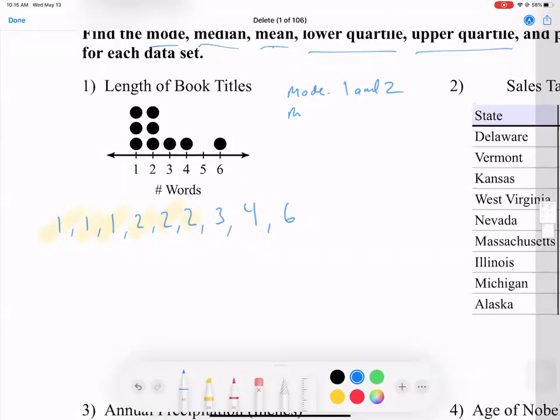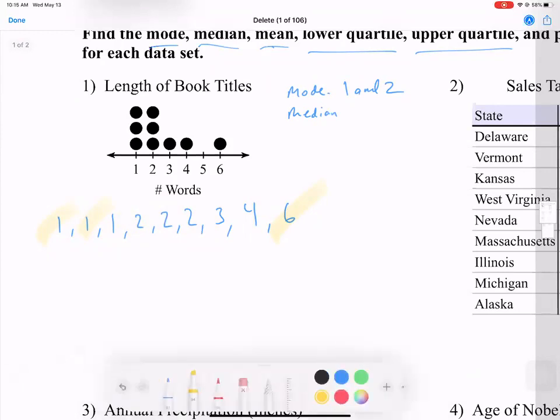Our median, if you guys remember what median is, it's another way of saying the middle number. So if we start doing our simple canceling, 1, 1, 1, 2, 2, 2, 3, 4, 6. Our middle number is 2, our median, and we can find it just by canceling out. So we're walking left, right, left, right, and our median is 2. These are not hard ideas.